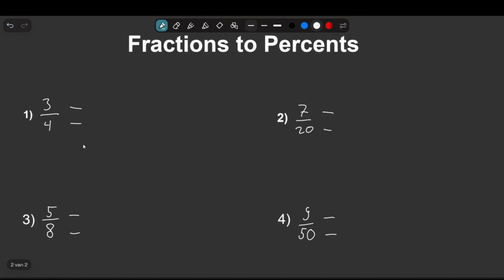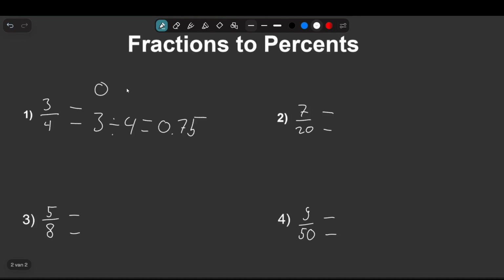For our first example, we have 3/4, and we're going to turn this to percents. The first thing we are going to do is divide our numerator by our denominator. So we're going to do 3 divided by 4. 3 divided by 4 equals 0.75. Now for the next step, we're going to multiply this by 100.